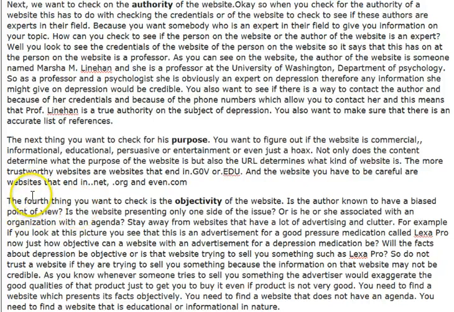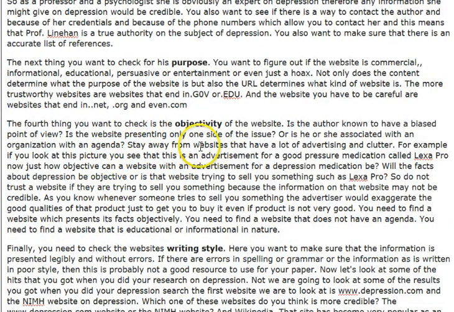The fourth thing you want to look for is the objectivity of the website. Is the author known to have a biased point of view? Is the website presenting only one side of the issue? Or is he or she associated with an organization or with an agenda? Stay away from websites that have a lot of advertising and clutter.